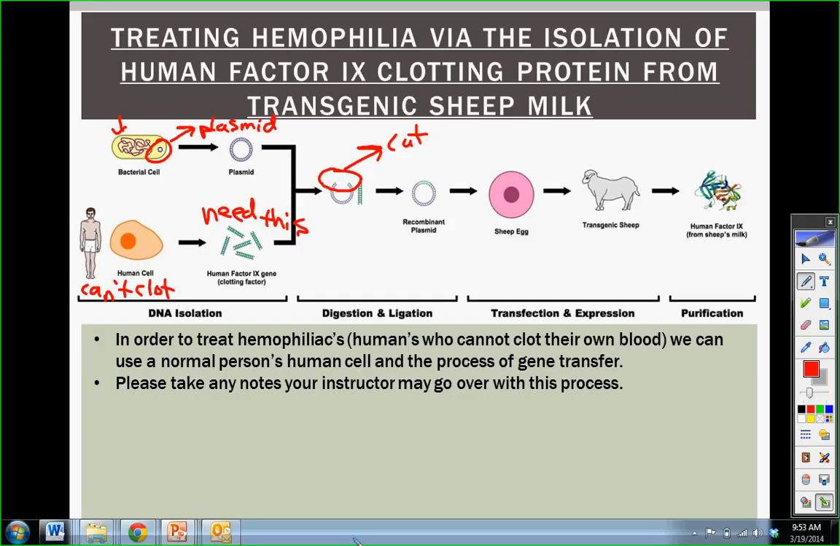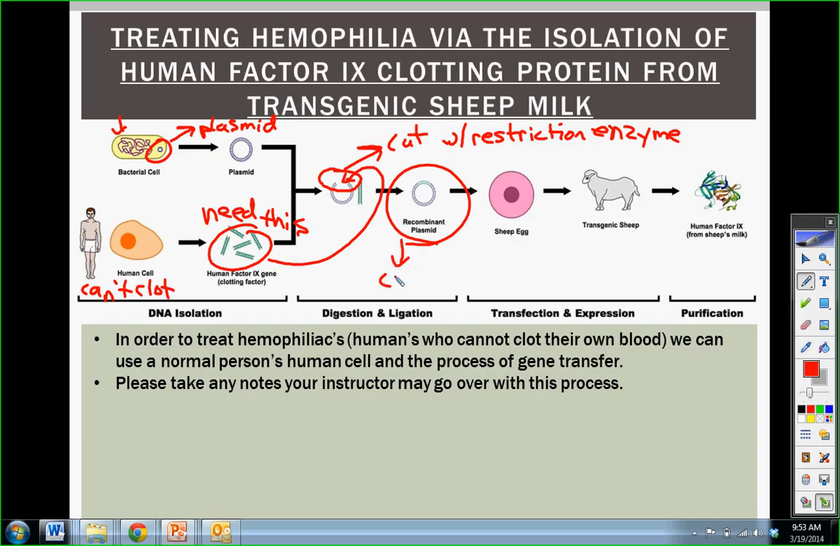The same restriction enzyme was used. All right, so we cut out the restriction enzyme. We took what we needed here and we inserted it into the plasmid and we got recombinant, which is a combination of what you want and the bacterial plasmid. A combination of the desired outcome and the original plasmid.